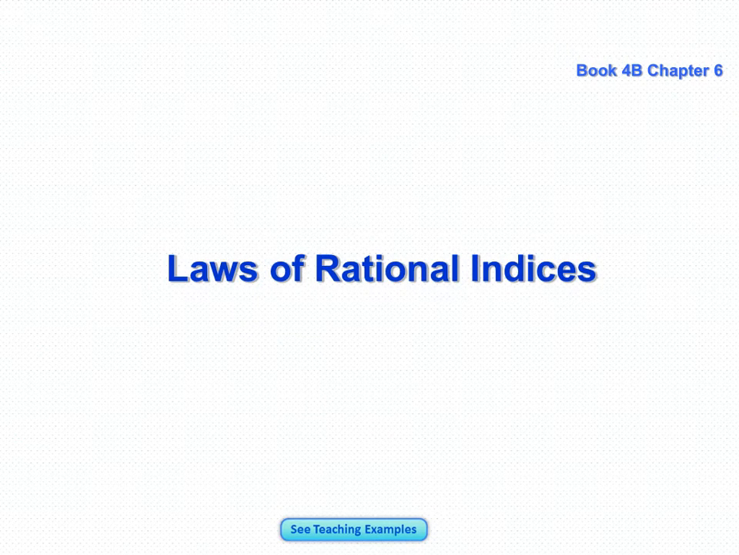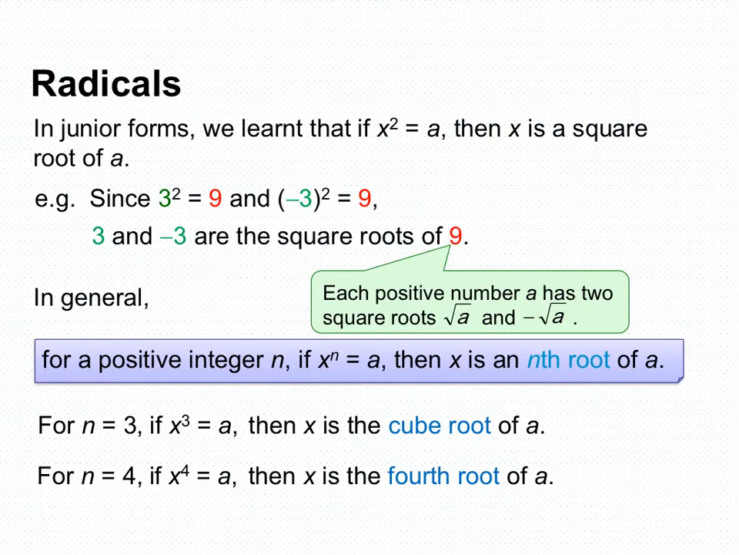For chapter 6.1 is about the rational index. First, we need to know what is radical, or what is the root sign, what's the meaning. For example, you have this idea. For square root, we call square root 9.